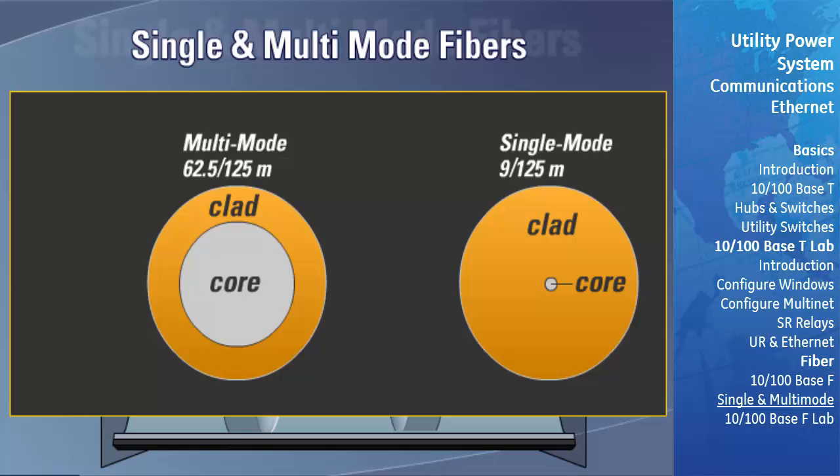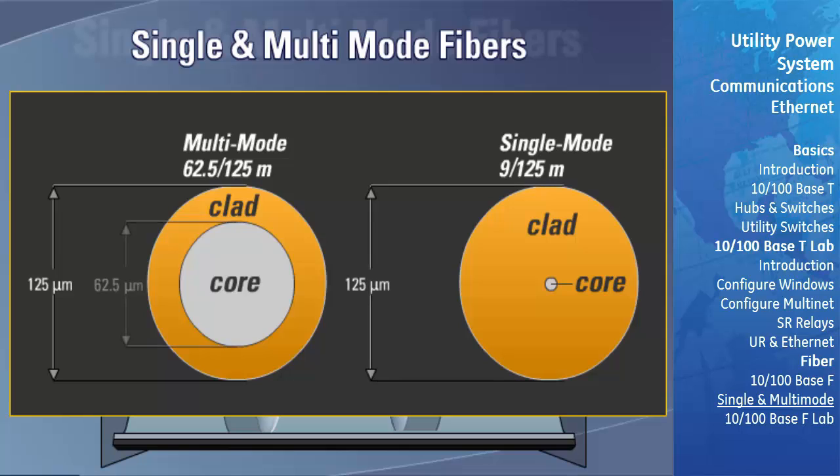Let's take a closer look at the construction of multimode and single-mode fibers. The outer clad of both is 125 micrometers in diameter. The multimode core at 62.5 micrometers is a little bit thinner than the average human hair. Single-mode fiber is also referred to as 9 by 125 micrometer fiber. The 9 refers to the 8 micrometer core in addition to a second outer clad which can pass a light signal. The 125 refers to the outer diameter of the fiber.